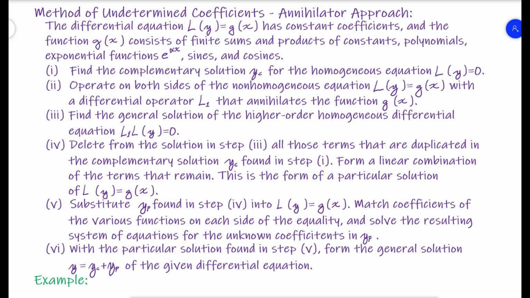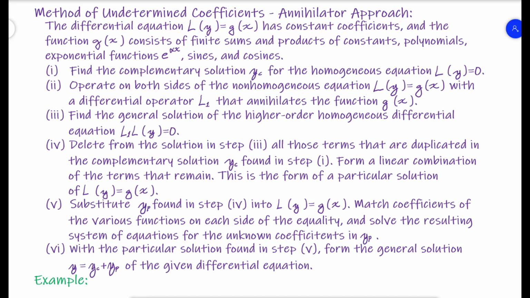So once we've determined that we can use this approach, then we're going to go through a series of 6 steps. The first one is to find the complementary solution, y sub c, for the homogeneous equation L of y equals 0. So replace g of x with 0, and find the solutions to that differential equation. We'll name it y sub c, and we'll be coming back and using it in a little bit.